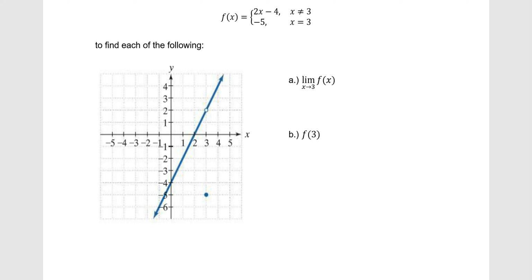So let's go ahead and find for a here the limit of f of x as x approaches 3. So as x approaches 3, it looks like the function value that it's approaching is 2, and f of 3 is equal to negative 5. So it's equal to negative 5 right down here. We also could have just used the definition of the function up there. Okay, so hopefully pretty simple for that one.